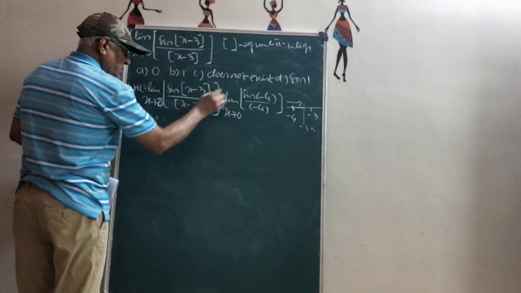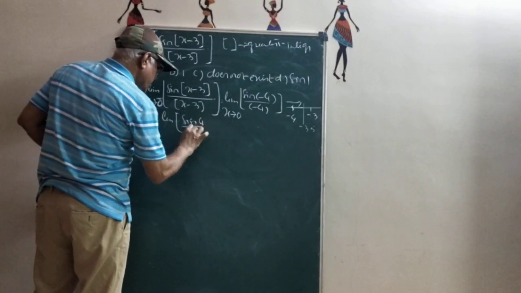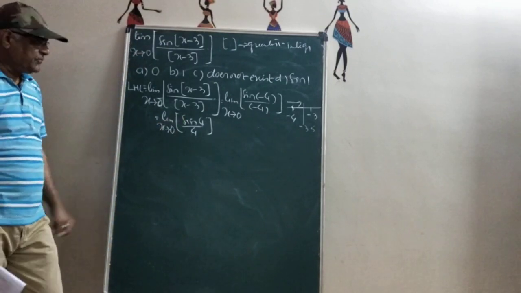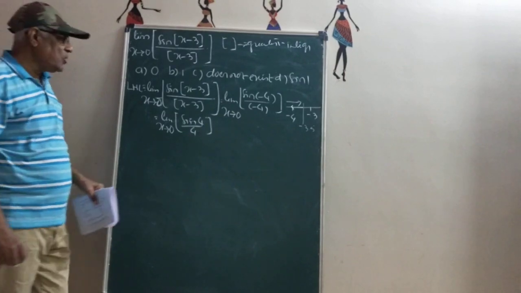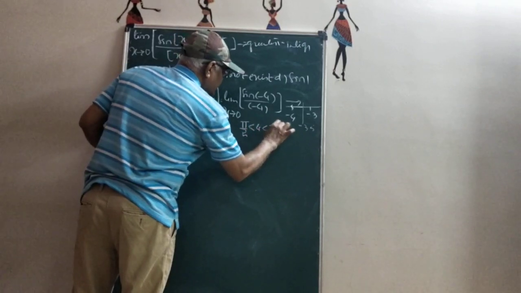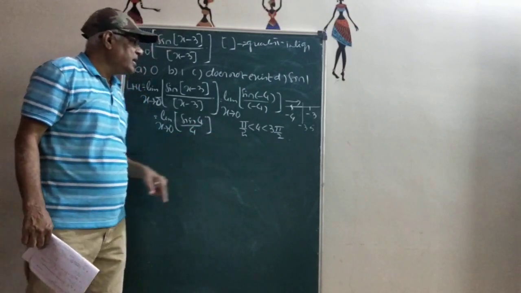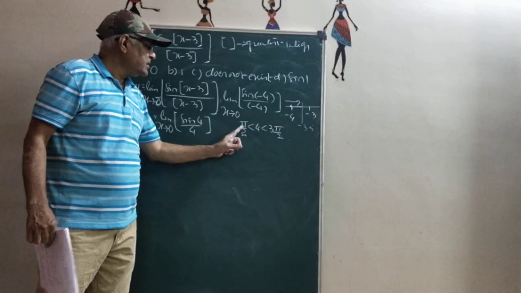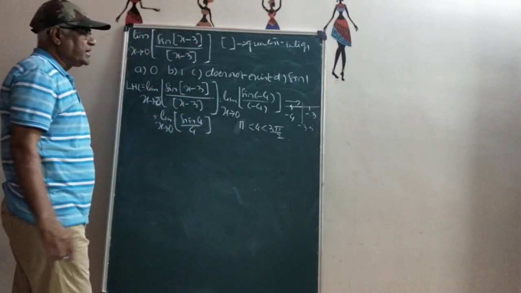That is equal to the limit of sine 4 divided by 4 as x tends to 0. Now let us see what is the value of sine 4. Students, 4 and pi by 2, now we shall see the value of pi. Pi is equal to 3.142. Now pi by 2 is less than 4 and 4 is less than 3 pi by 2. Let me take pi is less than 4 and 4 is less than 3 pi by 2.